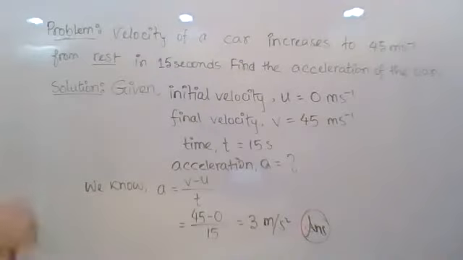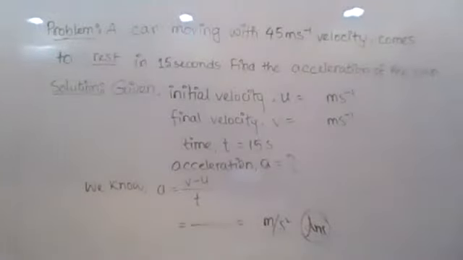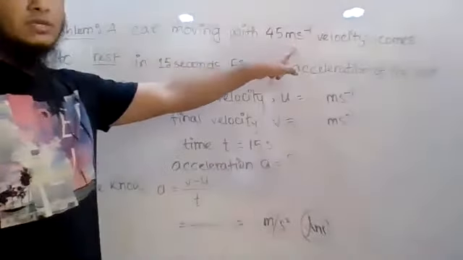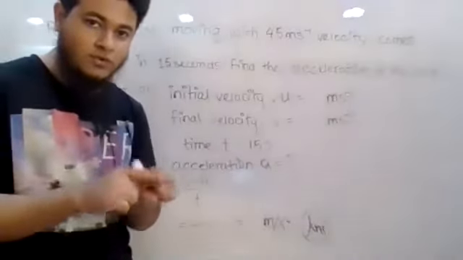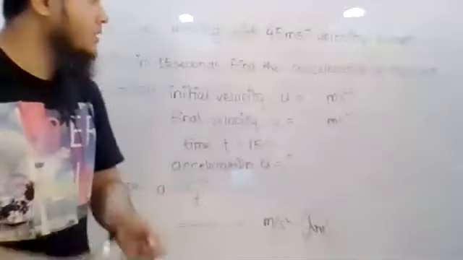Now, I'm going to change the question a little bit. Okay, so I have changed the question a little bit. Now let us see how to solve this problem. A car moving with 45 meter per second. It is already moving with 45 meter per second. That means it is the initial velocity now.